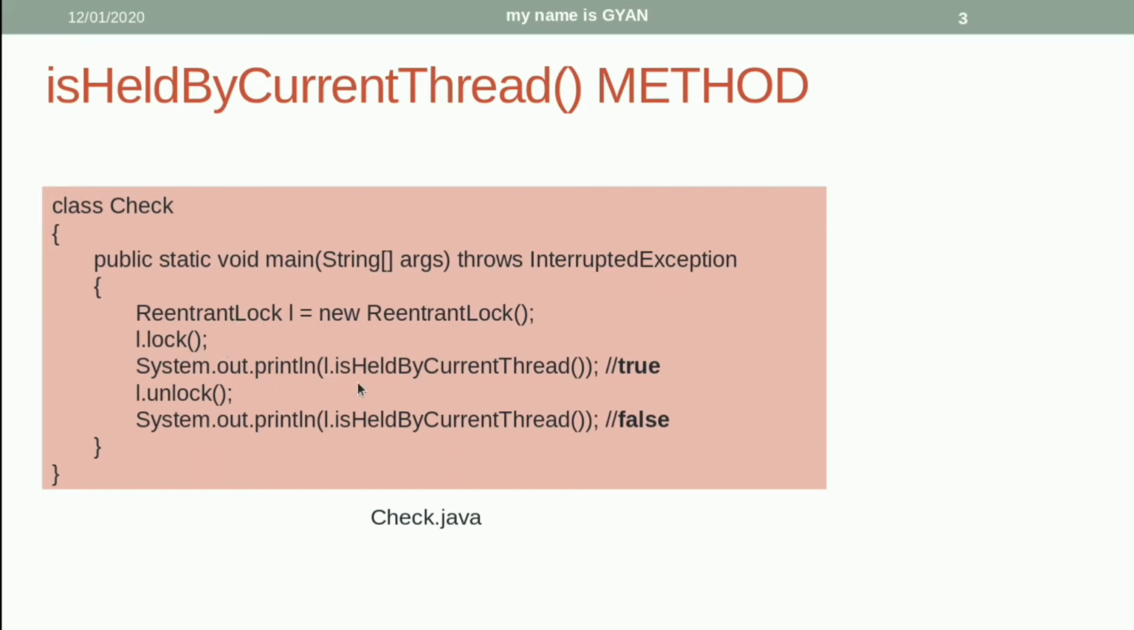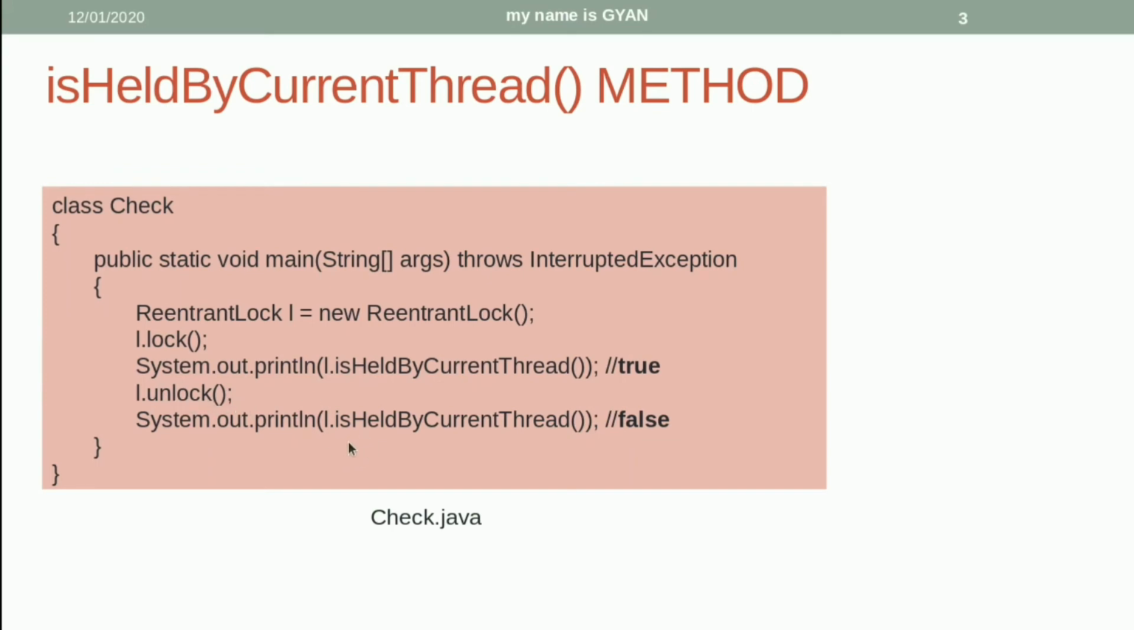After that we are calling the isHeldByCurrentThread method by using the reference variable L, and it returns true because the lock is held by the current thread. Then we are calling the unlock method by using the reference variable L. Therefore here the current thread unlocks the lock which was initially held by it.